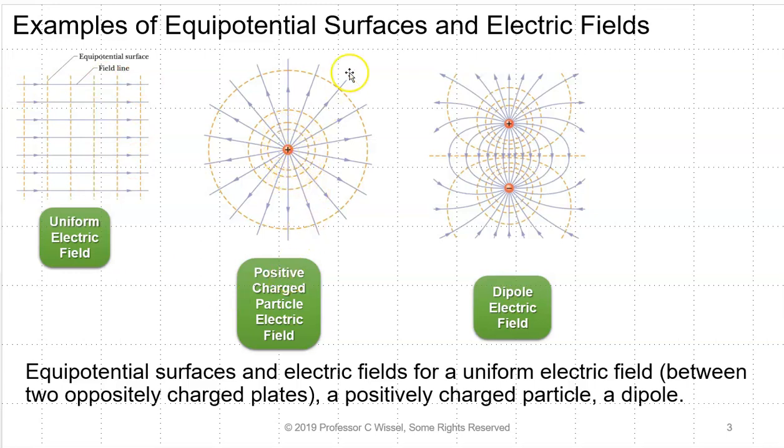Here's a positive charged particle. The electric field, of course, is radially outward from the positive charged particle because positive particles are sources of electric field. The equipotential surfaces are perpendicular to the electric field lines and they form spheres centered on the positive charge. Here's a dipole electric field, which has a positive and a negative charge. The electric field lines begin on the positive charges and end on the negative charges. The equipotential surfaces are at right angles to the electric field lines.